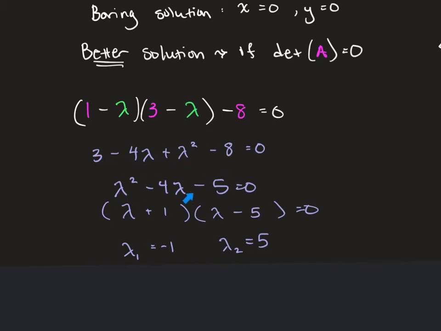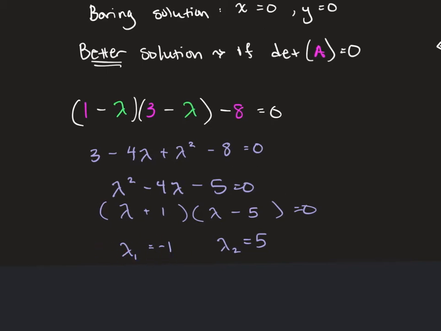We distribute, we gather our terms, we factor, and you get that the first value of lambda is -1 and the second value is 5. Now that we have the lambda values, these are our eigenvalues. Boom, eigenvalues, guys, we did it. Yay! Eigenvalues. And with each eigenvalue, we need to find the eigenvector.